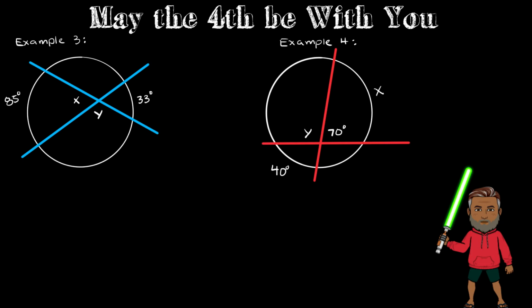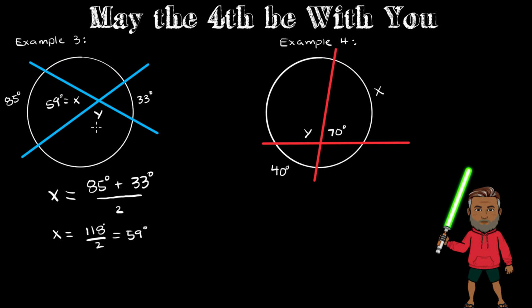Example 3 looks like this. You'll notice that you have two variables you're trying to solve for, x and y. X has its corresponding arc as well as its vertical angle's corresponding arc, and y doesn't. So I'm going to go with x first. The angle x is equal to its corresponding arc plus its vertical angle's corresponding arc divided by 2. So we get x equals 118 divided by 2. When you divide 118 by 2, we get 59. So we now know that x is 59 degrees.